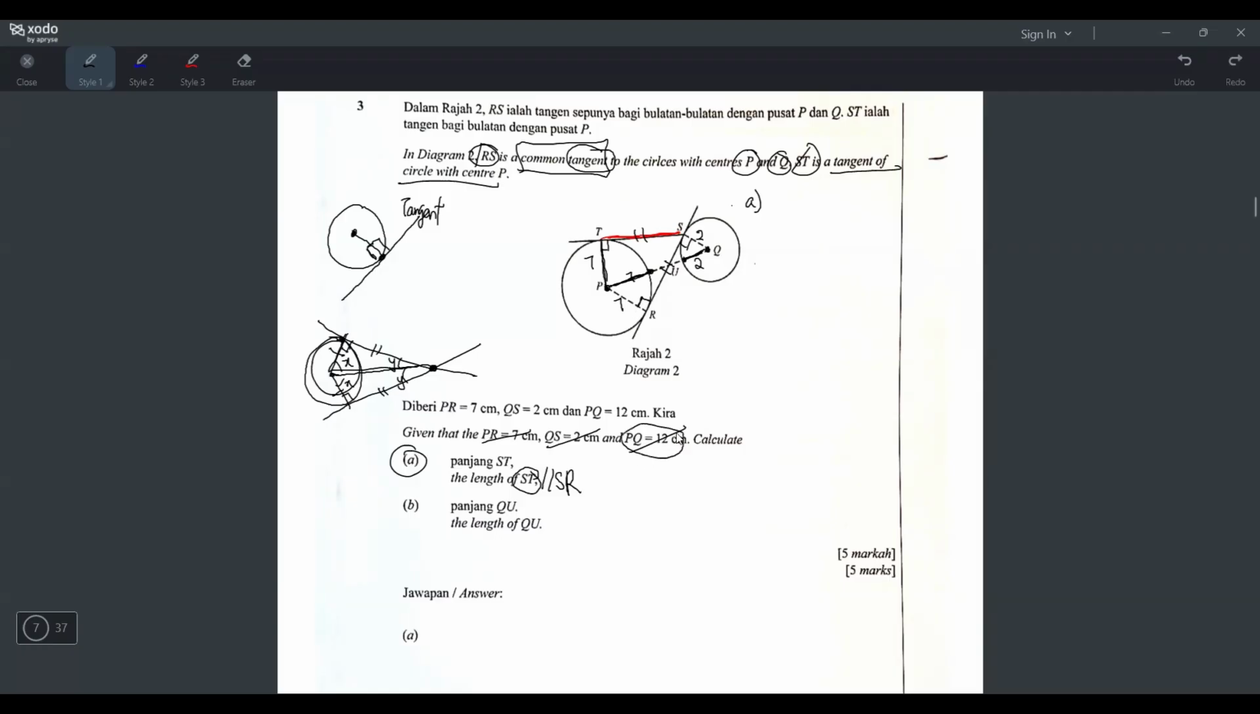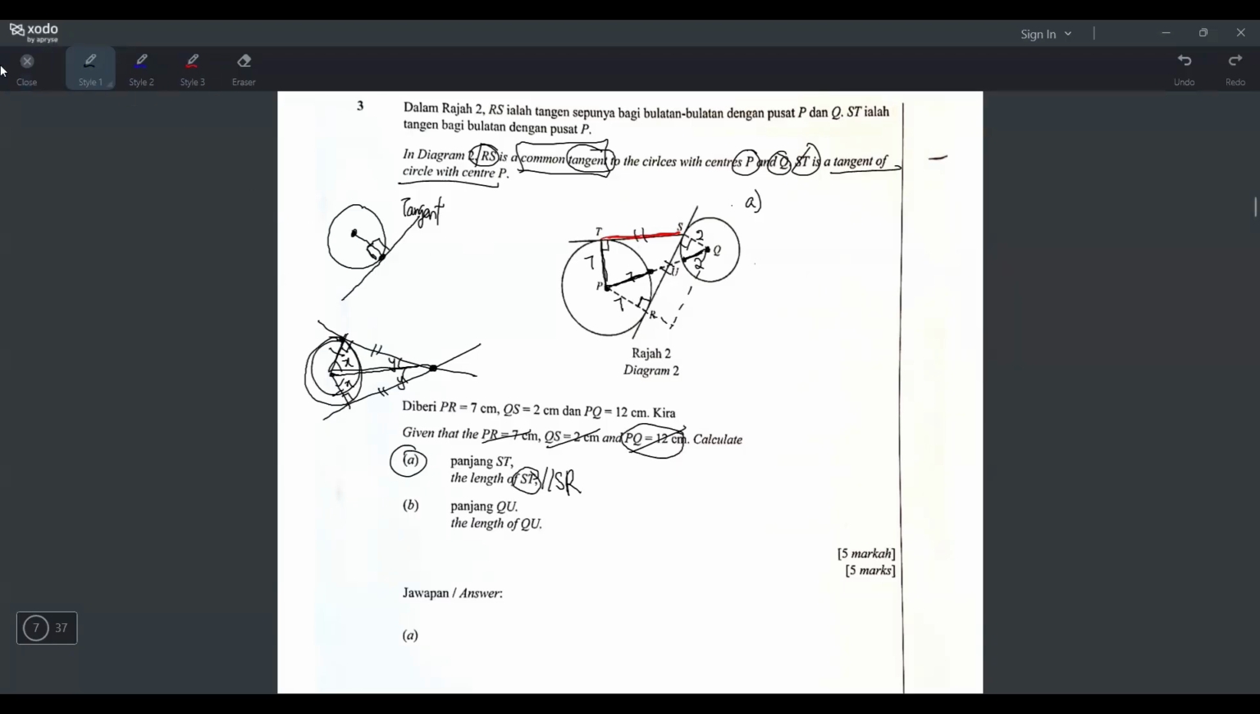Okay, we do know PQ is 12, right? PQ is 12, and PQ is actually a side of a right angle triangle. But you need to add some line to make it a right angle. If you look at PQ here, this is actually the hypotenuse. But you have to extend this line and extend this line like this so that it forms a right angle, right? Because there's one more thing you need to know about common tangent.